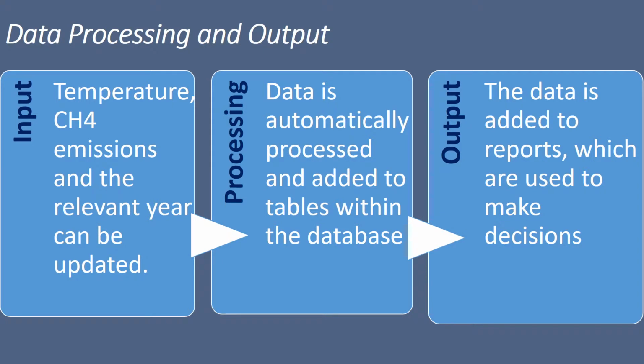This next diagram shows the steps in which data must go through in order to give feedback or results to the user. The three main processes or steps are input, processing, and output.